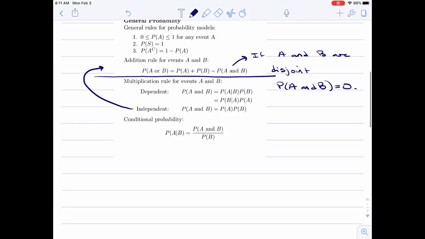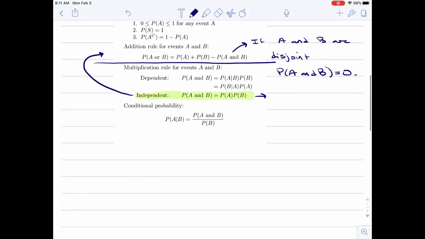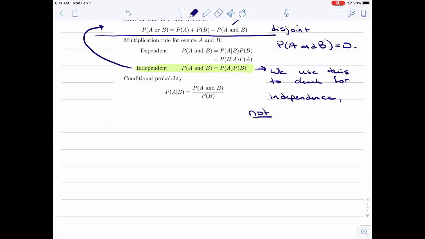And then we established the rule that this thing is only true if A and B are independent. So we use this rule more to check for independence rather than to calculate the probability of A and B. Okay. So we use this to check for independence, not to calculate the probability of A and B.